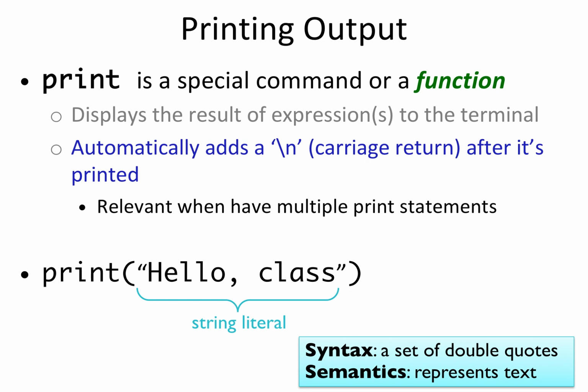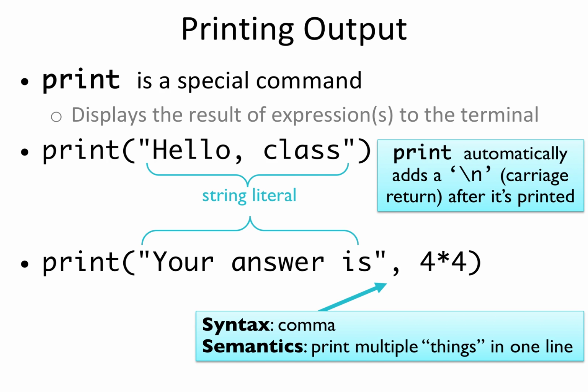The information inside double quotes is known as a string literal, and we'll talk more about types in the next lesson. The syntax of this string is a set of double quotes, and the semantics is that it represents text. As another example, I can also print a string of text, "your answer is", as well as a number. So the comma has syntax, and the semantics is to print multiple things on one line.